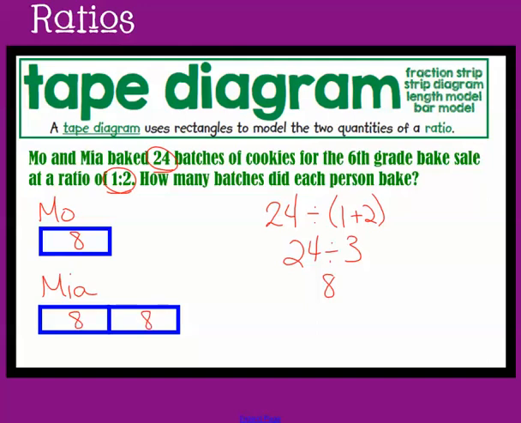So we see that Mo baked 8 batches, and Mia baked 8 plus 8, or 16 batches. Quick double check. 8 plus 16 should equal our 24, and it does, so we've done this well. All right, one more time.